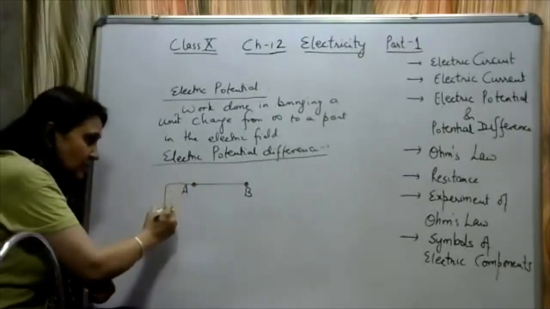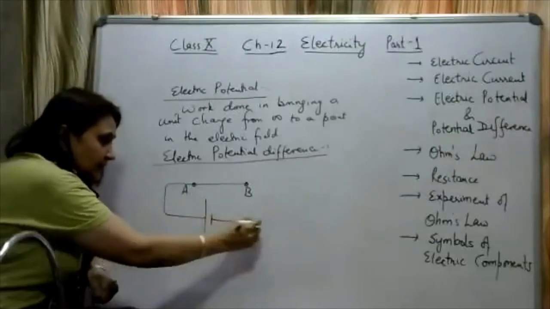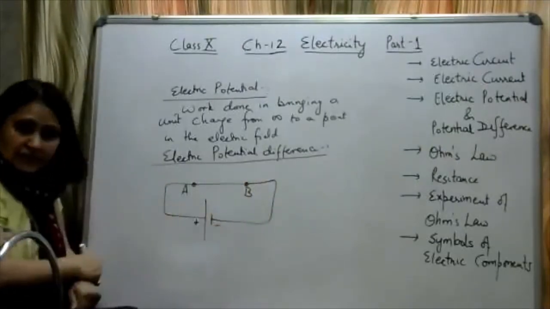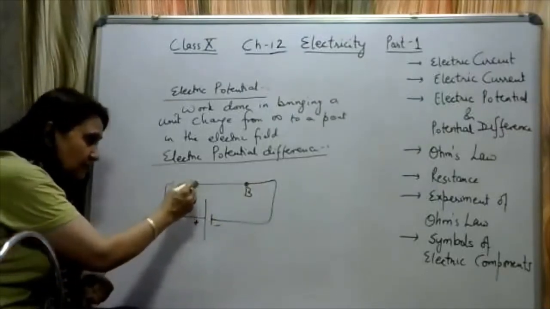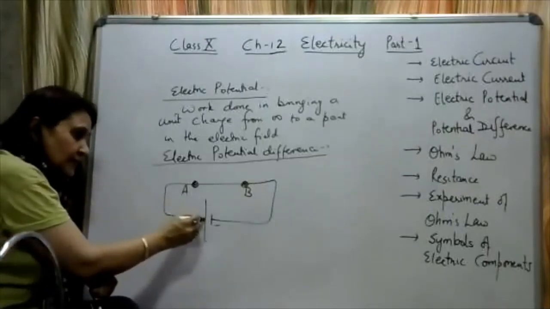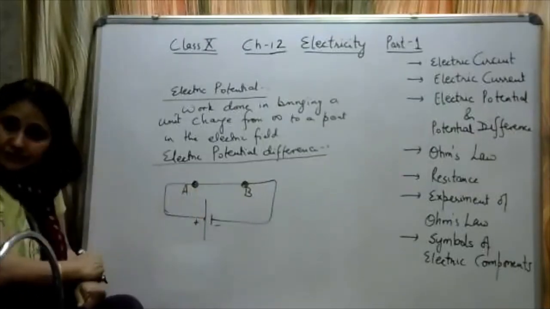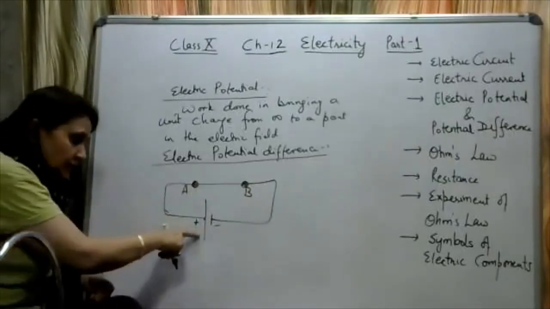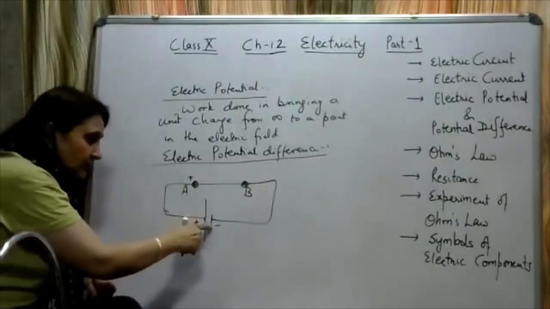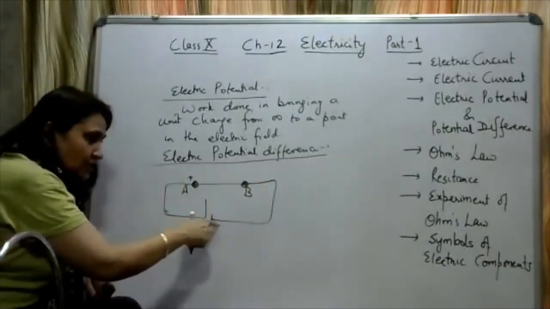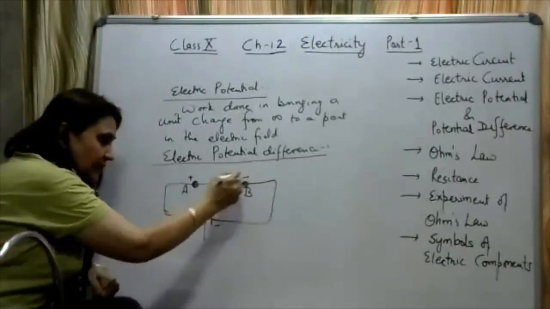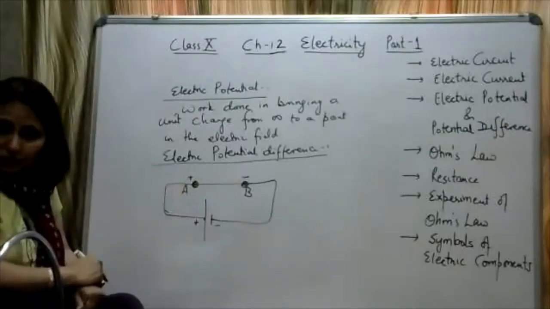And when can the potential difference be applied? If we connect it to the terminals of a cell. This is the positive terminal, this is the negative terminal. When we connect this AB wire, made up of some conducting material, the A end is connected to the positive terminal of the cell, so it comes at higher potential. The negative terminal is at lower potential, and as the B end of the wire is connected to the negative terminal, B is at lower potential.